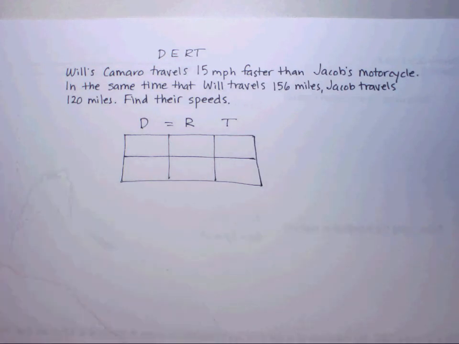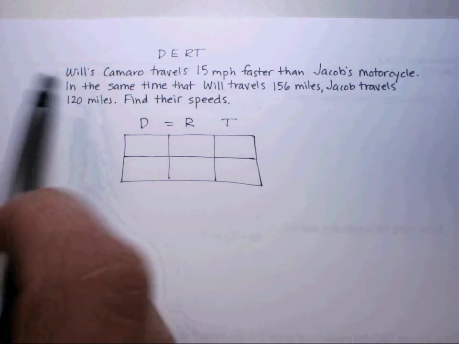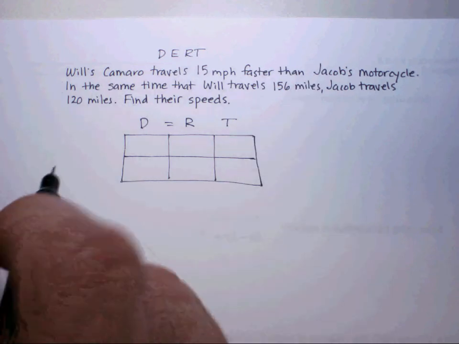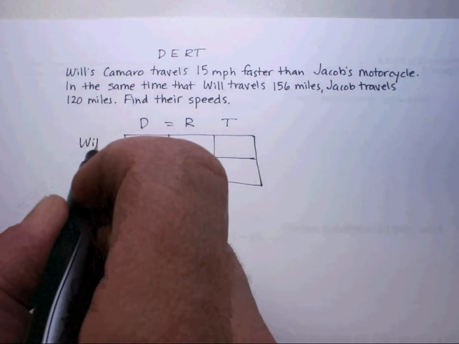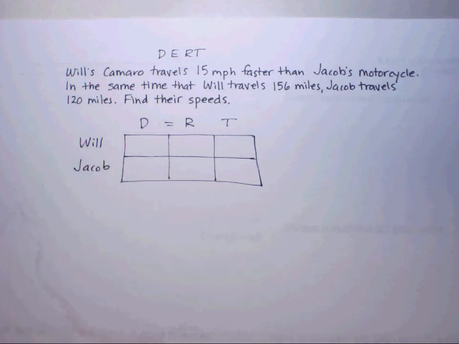Now, on the side, I want to put up my 2 situations that I'm going to be comparing, or the 2 different distance, rate, time equations that I'll be comparing. And usually it's designated by 2 different people. In this case, it's Will's Camaro and Jacob's motorcycle. So let's just go Will and Jacob.